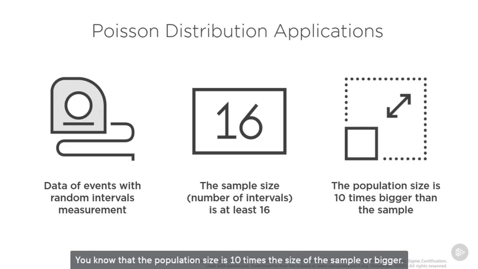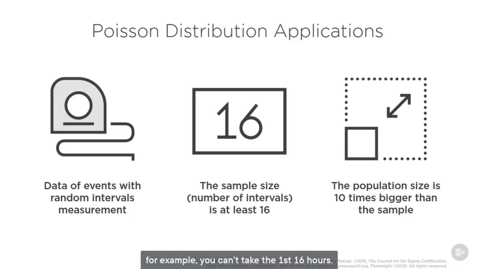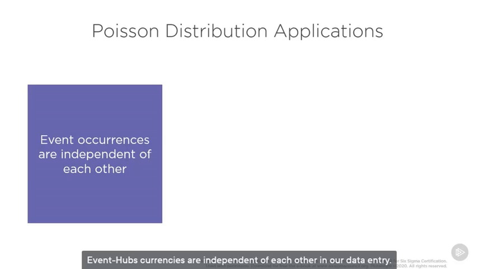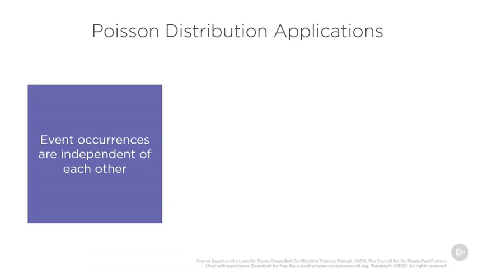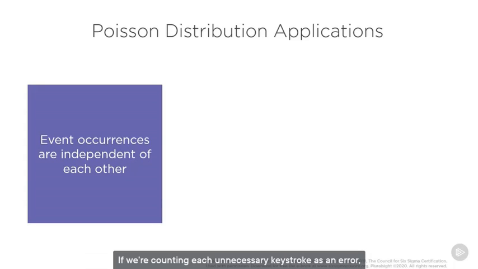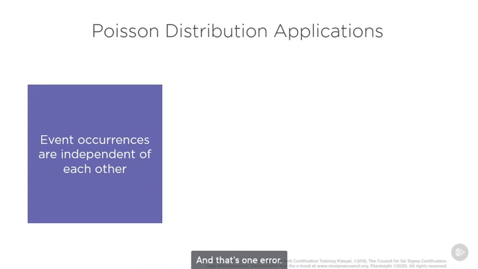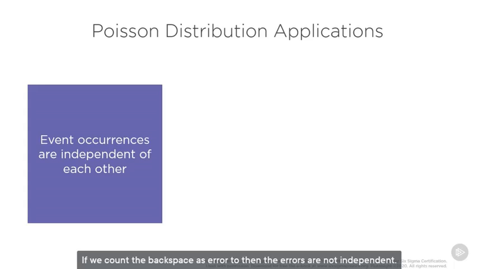You know that the population size is 10 times the size of the sample or bigger. If you're measuring worker productivity, for example, you can't take the first 16 hours the worker is on the job. Event occurrences are independent of each other. In our data entry example, if we are counting each unnecessary keystroke as an error, we might count the backspace. However, the backspace is dependent on the person making another error. If the person types B when he or she meant N, that's one error. If we count the backspace as error 2, then the errors are not independent.